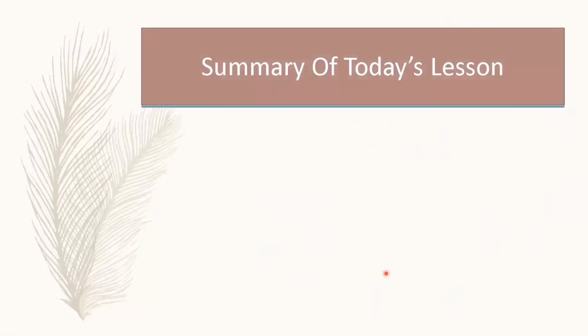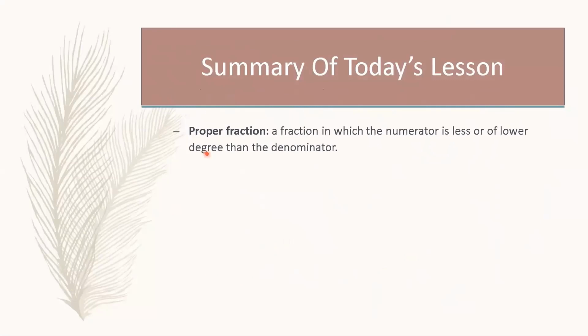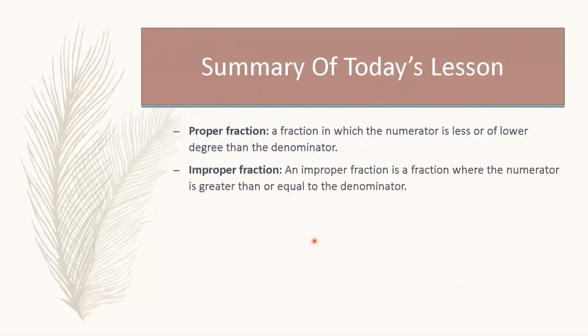Now my dear students, summary of today's lesson. Proper fraction: a fraction in which the numerator is less or of lower degree than the denominator. This is an important thing. And after that, improper fractions. An improper fraction is a fraction where the numerator is greater than or equal to the denominator.